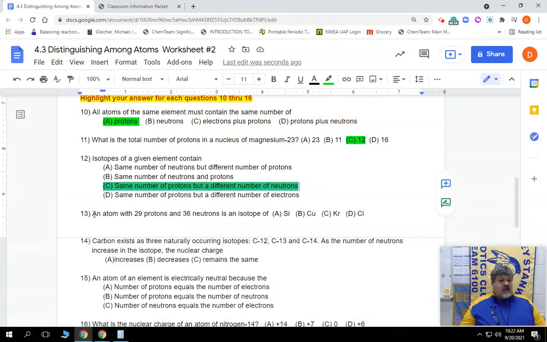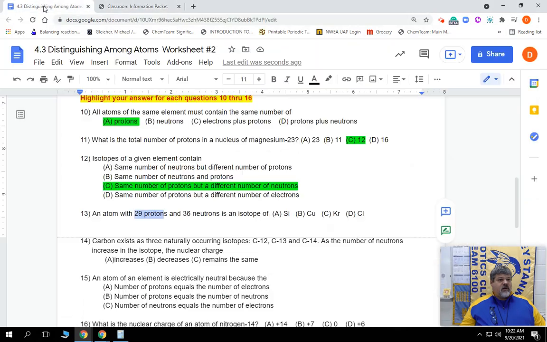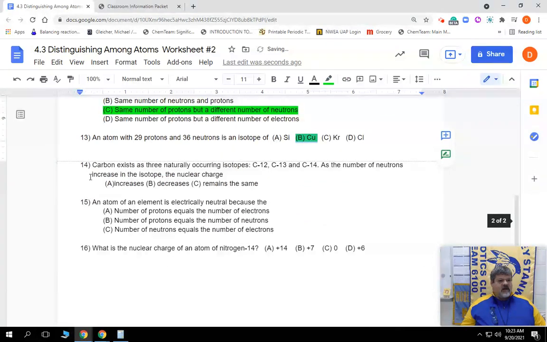Okay, 13. An atom with 29 protons and 36 neutrons is an isotope of what element? Well, all we have to do is look at the number of protons and look at our periodic table. We have 29 protons, which is our atomic number. 29, that's going to be copper. Doesn't matter what this number down here is. So we have copper. So we'll go back to our answer. Copper is the correct answer. Highlight that. And we're done. Okay, on to 14.